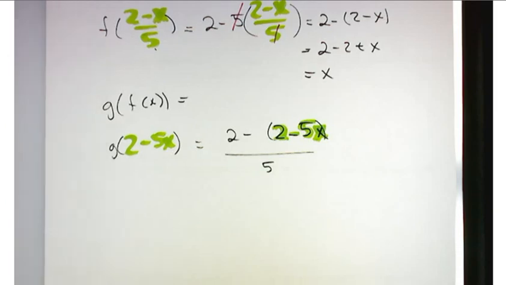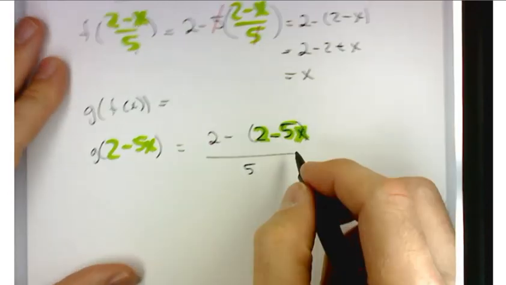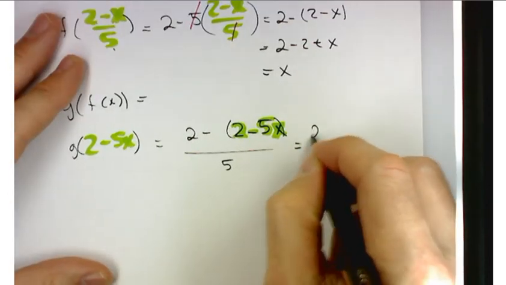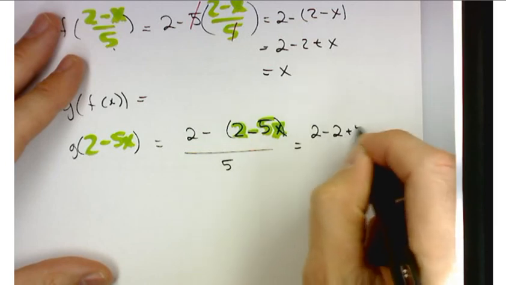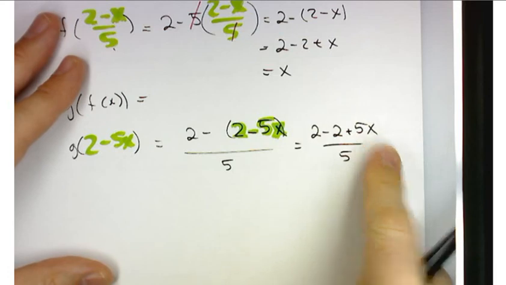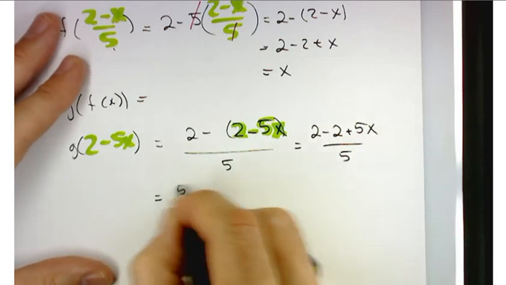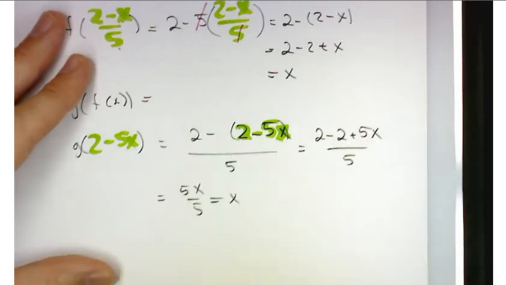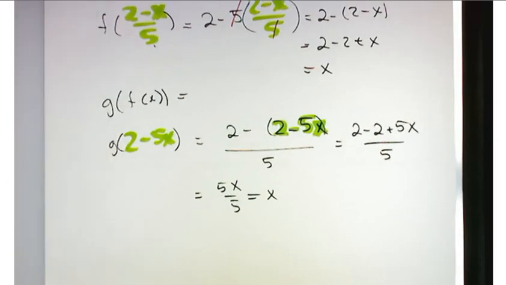So this should simplify much like the other one did. If I distribute the negative in the numerator, I'll get 2 minus 2 plus 5x over 5. The 2 and the minus 2 cancel each other out, so I get 5x over 5. And then again, simplifies down to x, which is exactly what it should do. How are we looking on those last two? 38, 40? Good? All right, thank you.